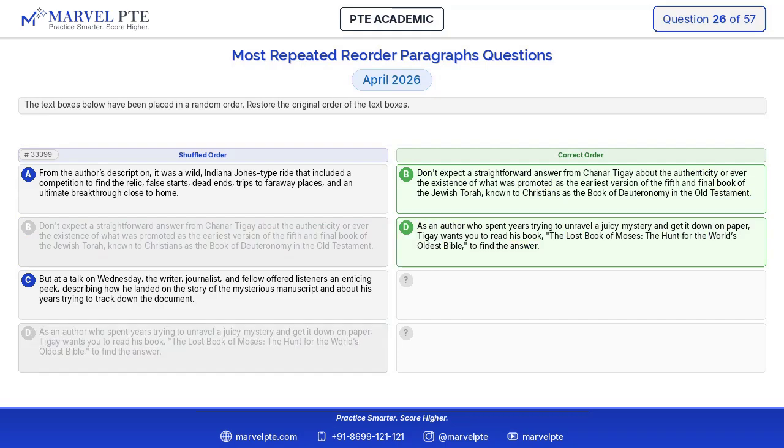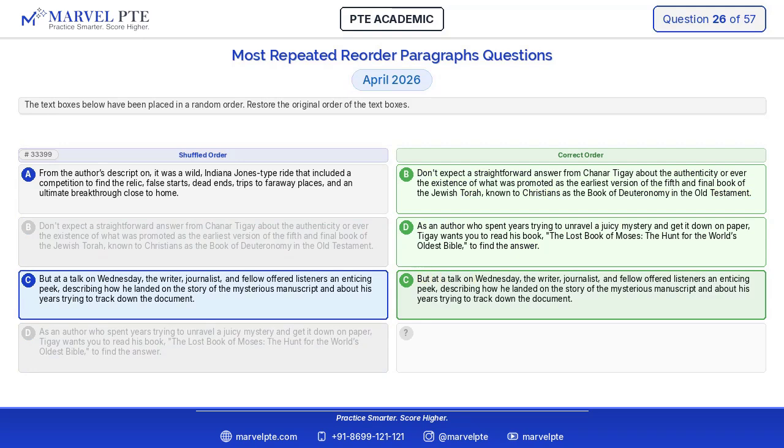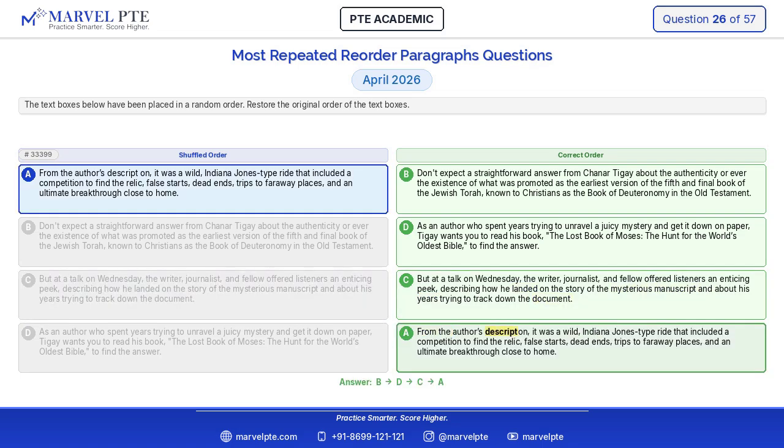But at a talk on Wednesday, the writer, journalist, and fellow offered listeners an enticing peek, describing how he landed on the story of the mysterious manuscript and about his years trying to track down the document. From the author's description, it was a wild Indiana Jones-type ride that included a competition to find the relic, false starts, dead ends, trips to faraway places, and an ultimate breakthrough close to home.